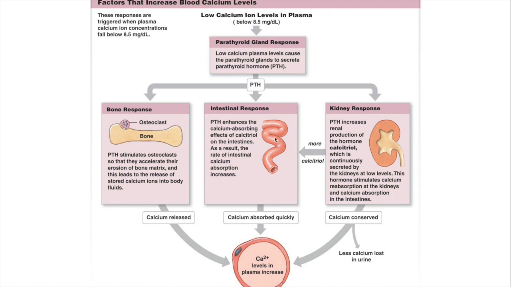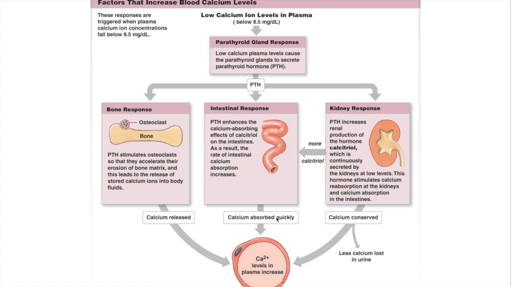PTH also increases calcium absorption in the intestines. And PTH also goes to the kidneys where it increases the production of calcitriol. Calcitriol stimulates calcium reabsorption by the kidneys as well as calcium absorption in the intestines. So all those things are going to increase calcium levels in the blood.